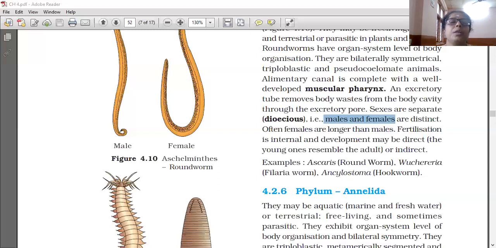And they have the ability to emit light. You can see light coming out like that. They have the capacity to emit light from the body. This phenomenon is called bioluminescence.